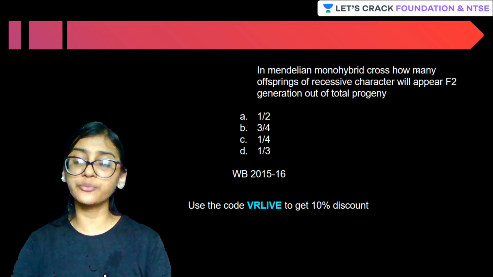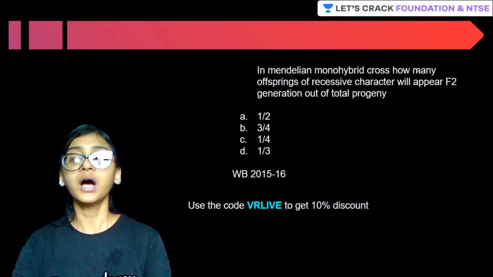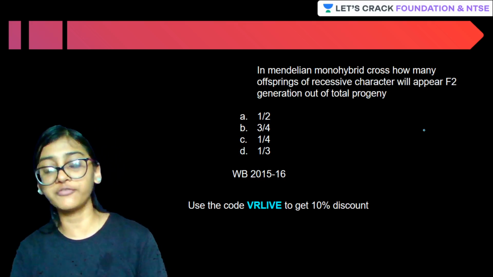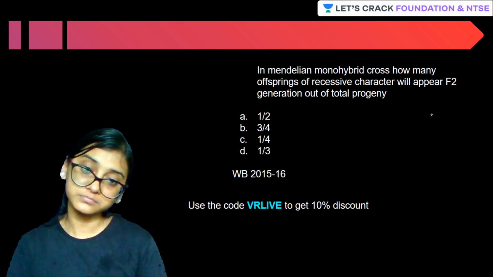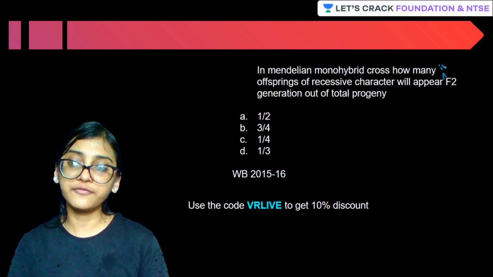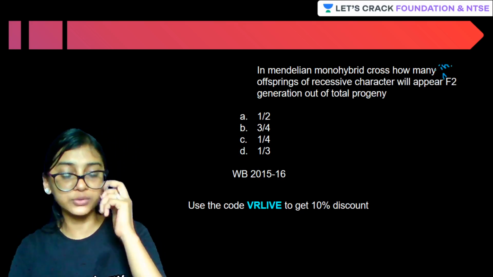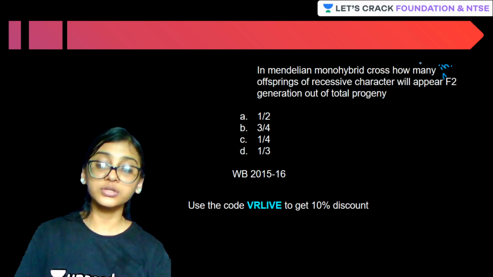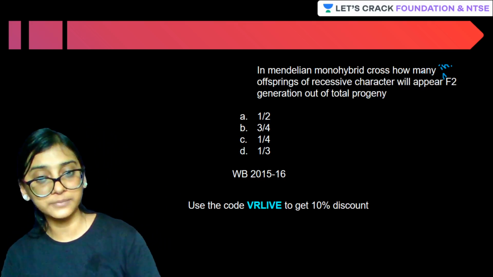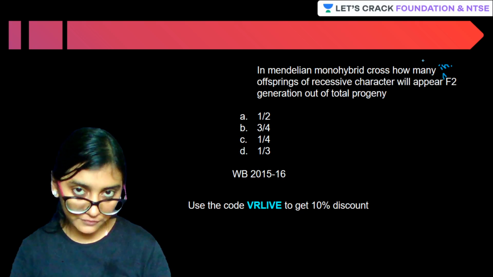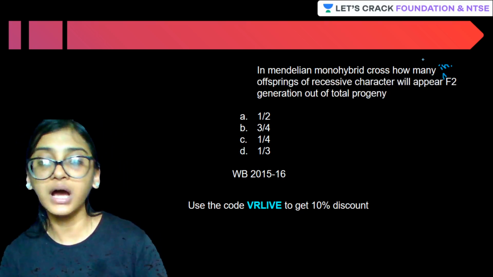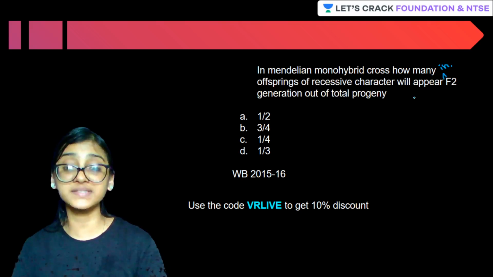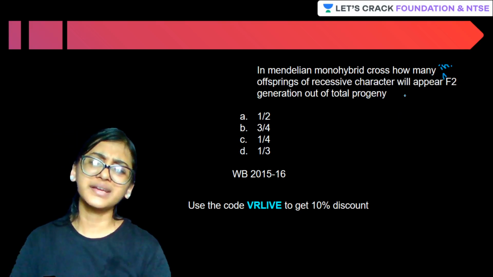In a Mendelian monohybrid cross, how many offspring of recessive character will appear in the F2 generation? 1 by 2, 3 by 4, 1 by 4, 1 by 3. It had been asked in West Bengal 2015-16. In a Mendelian monohybrid cross, how many offspring of recessive character will appear? Such a simple question.